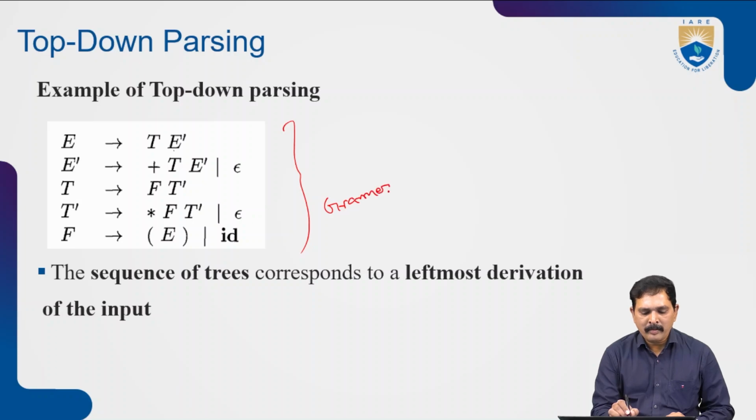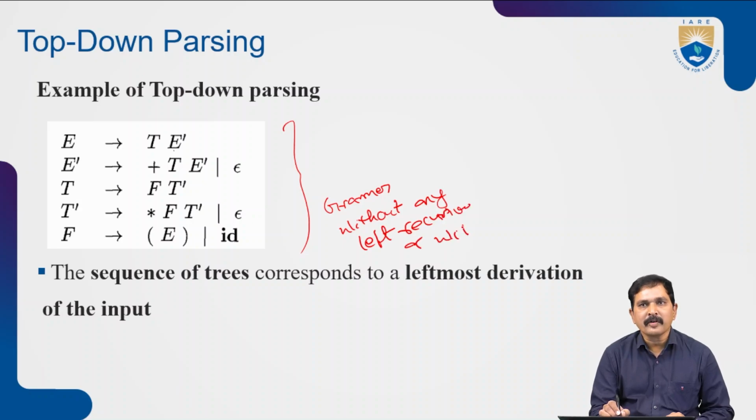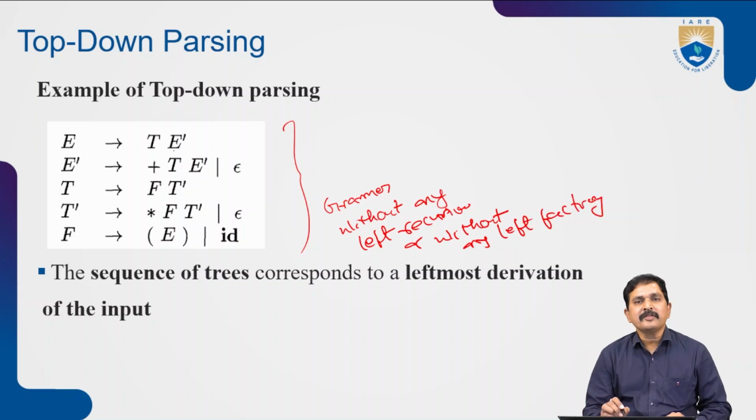I think this grammar is without any left recursion, or you can also consider it without any left factoring. Before applying top-down parsing, you must know how to eliminate the left recursion problem and how to eliminate the left factoring problem. Then only will you get the resulting grammar, and you should apply that resulting grammar for top-down parsing.